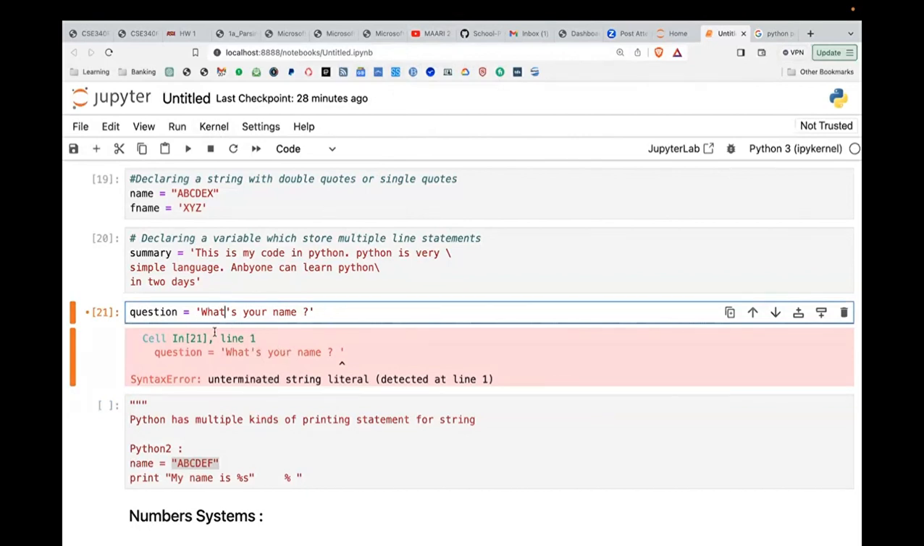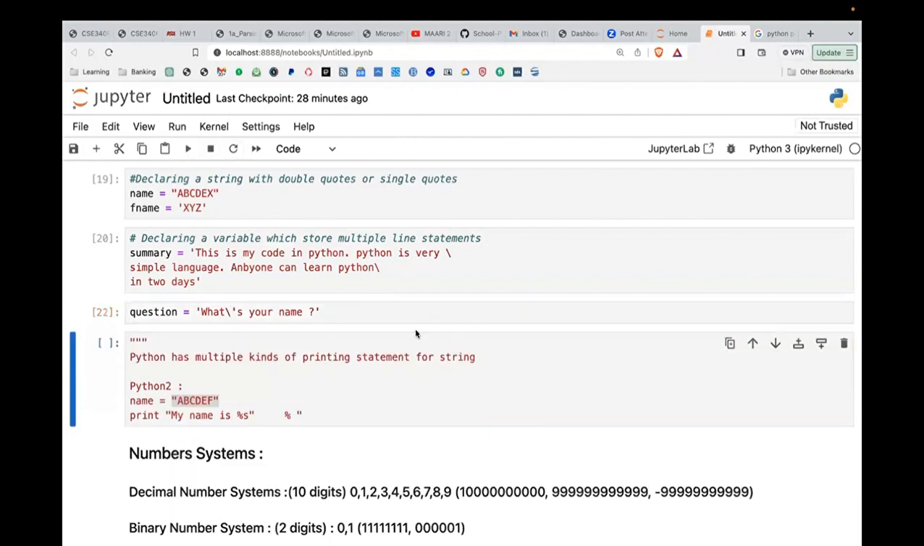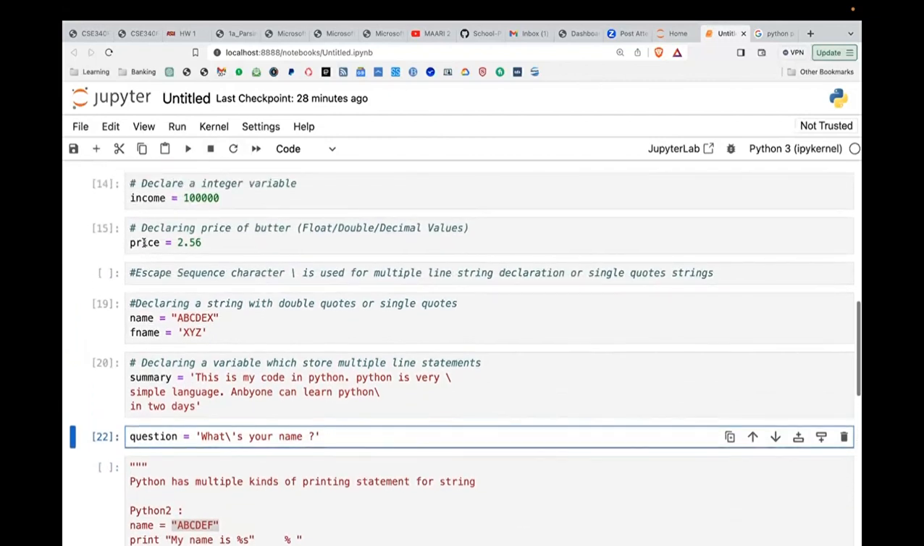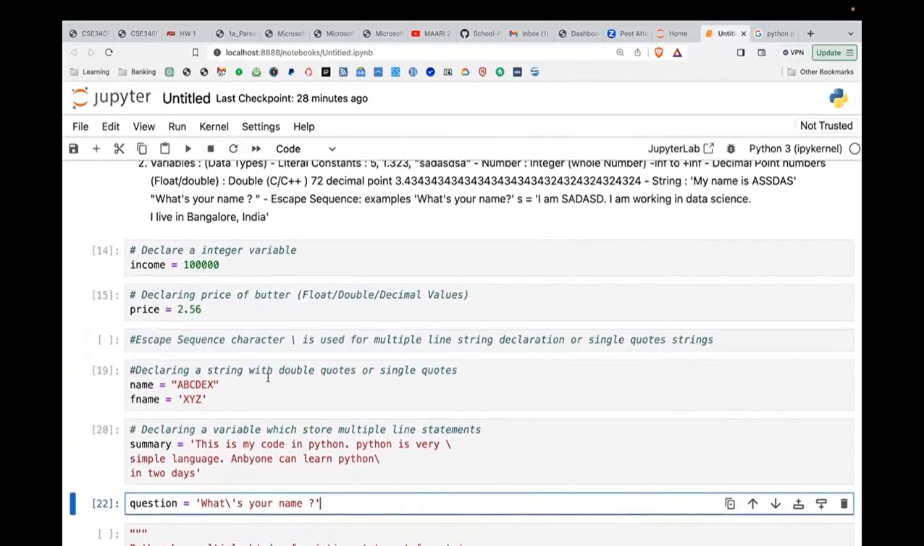The reason is how Python understands it: your string starts from here and ends here. So we have to tell it that this is not the ending quote, this is just a part of the string. How do you do that? You will use the escape sequence again here. If you use this, you are able to do it perfectly. So this is the way of doing multiple string declarations.